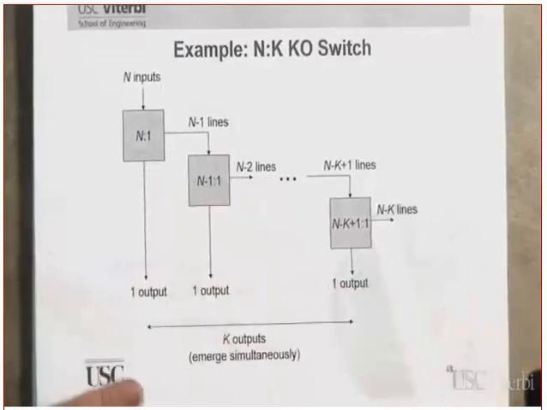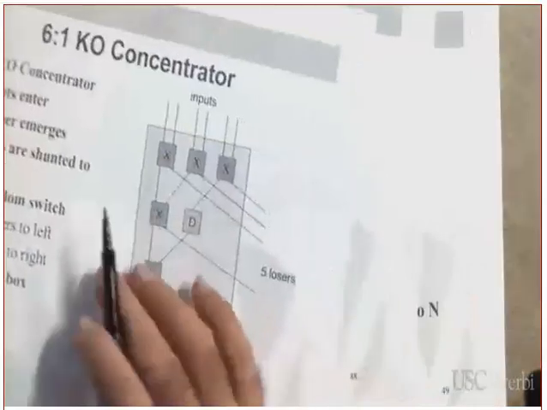From that, they can figure out the K that they require. Clear? Now, what are we going to do next?